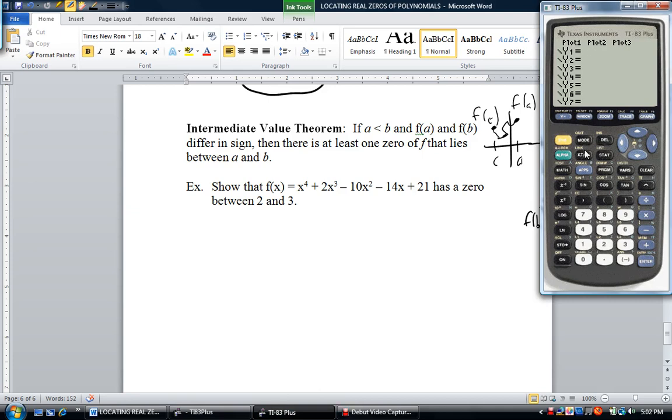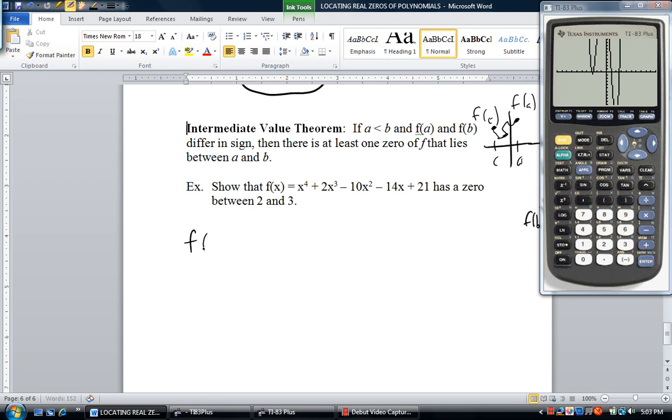I'm going to graph x to the 4th, because I like to graph. Makes my life a lot easier. Minus 10x squared minus 14x plus 21. Now between 2 and 3, well that's 2 and that's 3, it is going through the x-axis there, so I know there is a 0, but I need to use this theorem to verify that there is a 0. So here's how we use that theorem.